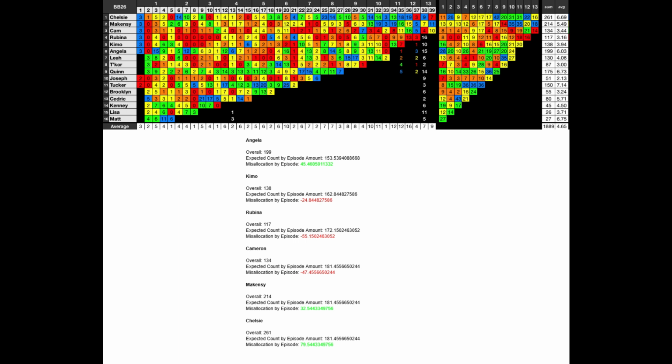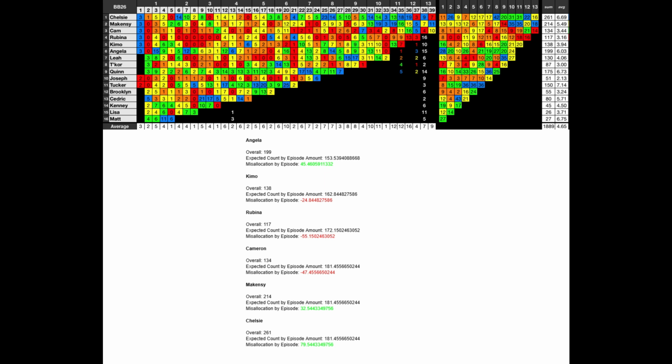Cameron has 134 diary rooms. His expected count by episode amount is 181.45. He is missing 47.45 diary rooms based off of his misallocation amount, and this really isn't surprising either. Mackenzie has 214 diary rooms, and her expected count by episode amount is 181.45, causing her to have a 32.54 misallocation in the positive direction.